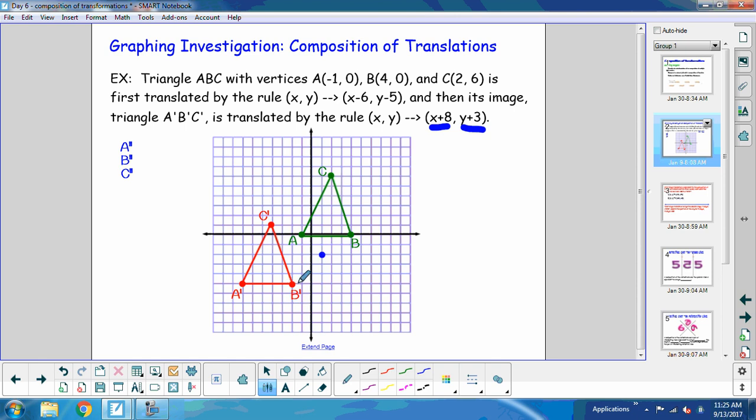With B, I'm going to go to the right 8: 1, 2, 3, 4, 5, 6, 7, 8, and then up 1, 2, 3. Then finally for C, right 8 and up 3. Okay, so let's go ahead and label those points. Now, because I moved A prime, my next one is going to be double prime. So it's just the letter with 2 tick marks instead of just 1. Let's go ahead and draw in our lines.